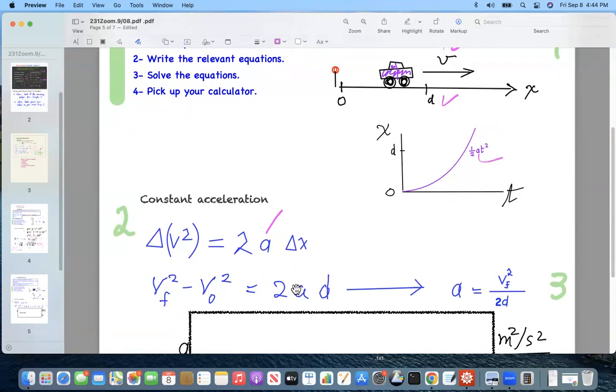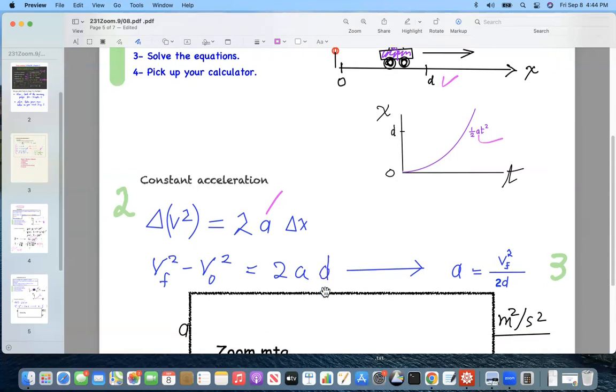A is what I'm trying to figure out. Delta x, well, how much is position changed? By d, you know? It's the final x, which is d, minus the initial x, which is 0. Or it's just the change in x. X goes from 0 to d, the change in x is d. So I put in here d.